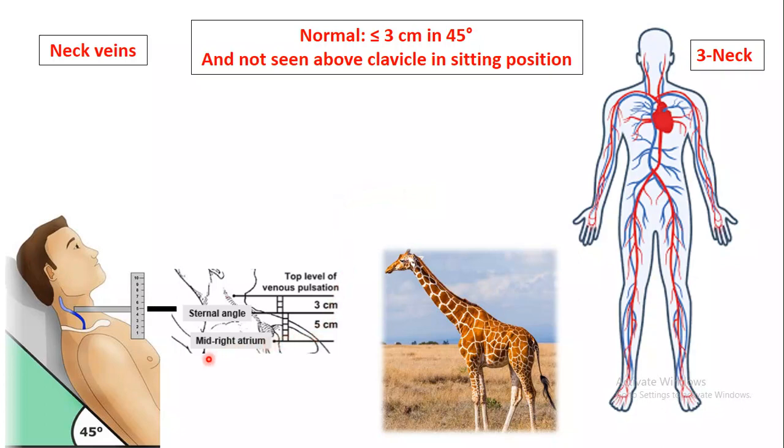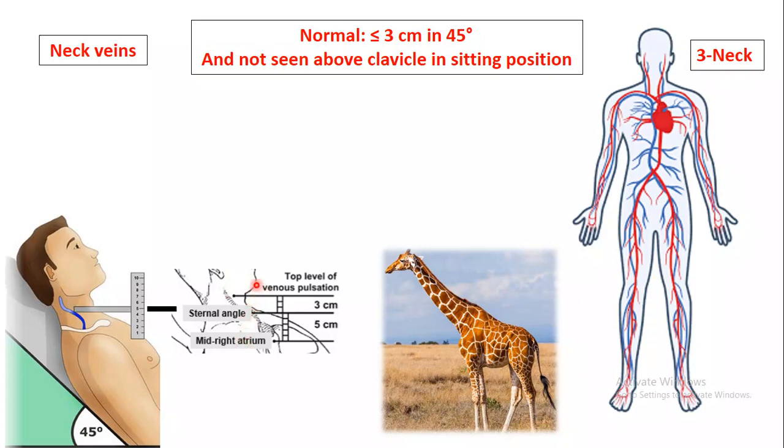If we know that the distance between the mid level of the right atrium and the sternal angle is about 5 centimeter, then normally the elevation of the column of blood in the internal jugular vein above the sternal angle should be less than 3 centimeter, because 3 plus 5 is 8 centimeter, which is the upper cutoff point of right atrial pressure. So an elevated column of blood in the internal jugular vein above 3 centimeter while the patient is seated at 45 degrees is abnormal, denoting marked or more right atrial pressure and volume overload.